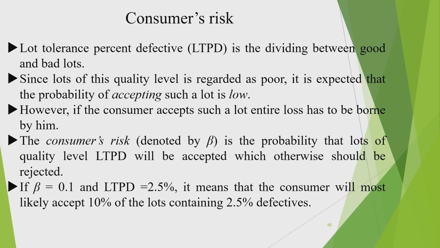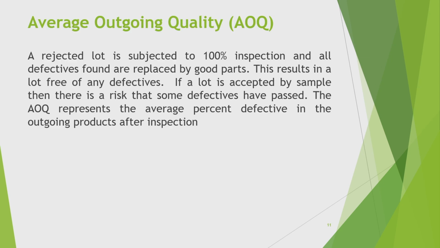Consumer's risk, denoted by beta, is the probability that lots of quality level LTPD will be accepted which otherwise should be rejected. Suppose beta is equal to 0.1 and LTPD is 2.5% defective. It means that the consumer will most likely accept 10% of the lots containing 2.5% defectives, because the probability of accepting that is 0.1. Now what about average outgoing quality?